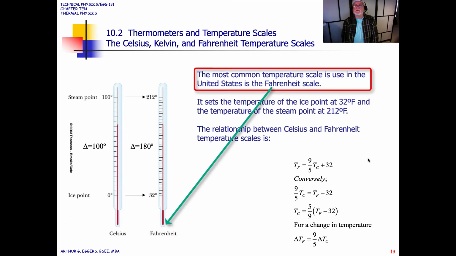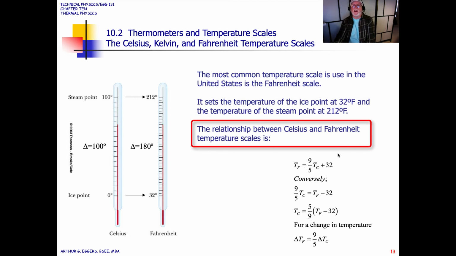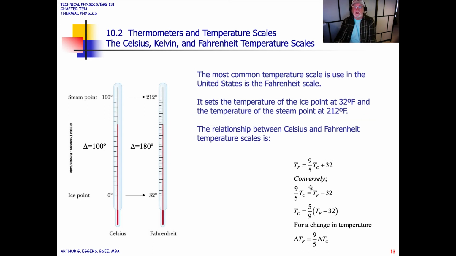The most common temperature scale in use here in the United States is the Fahrenheit. Some of you may be more used to using the Celsius scale. Fahrenheit sets the temperature of the ice point at 32 degrees Fahrenheit and the temperature of the steam point at 212. The relationship then between Celsius and Fahrenheit is as noted here. Temperature in Fahrenheit is equal to 9/5 of the value in centigrade, and we add 32.